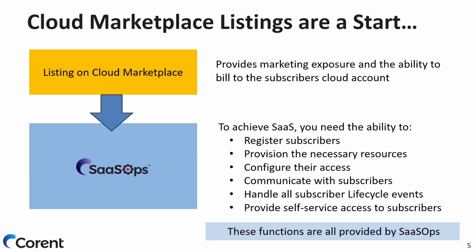Cloud marketplace listings are a start. They provide marketing exposure and the ability to bill to the subscriber's cloud account. But to actually have a SaaS application, you need the ability to register those subscribers, provision the necessary resources, configure their access, communicate with the subscribers, handle all the subscriber lifecycle events like onboarding, suspension, unsubscribing, upgrading, all the other events that happen in a lifecycle of a tenant, and to be able to provide all that as a self-service access for your subscribers. These functions are all provided by SaaSOps, and many more.